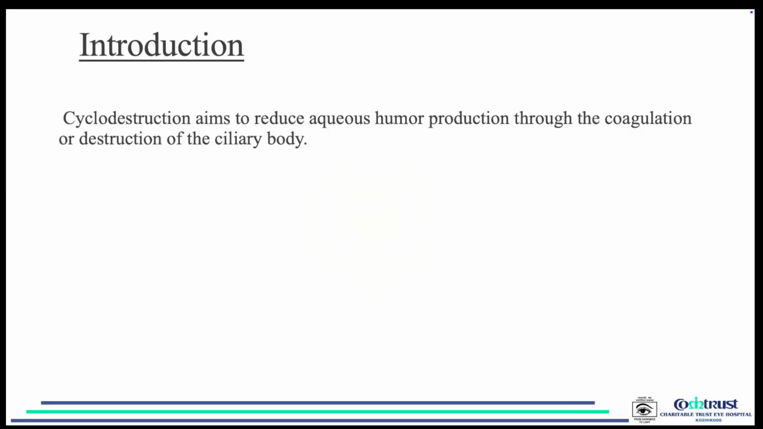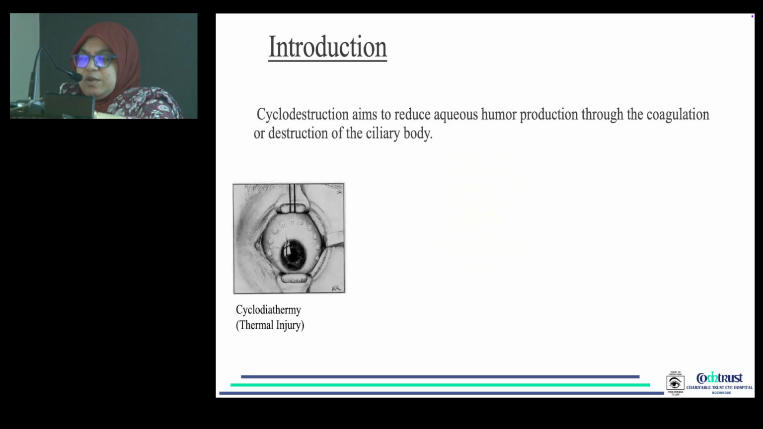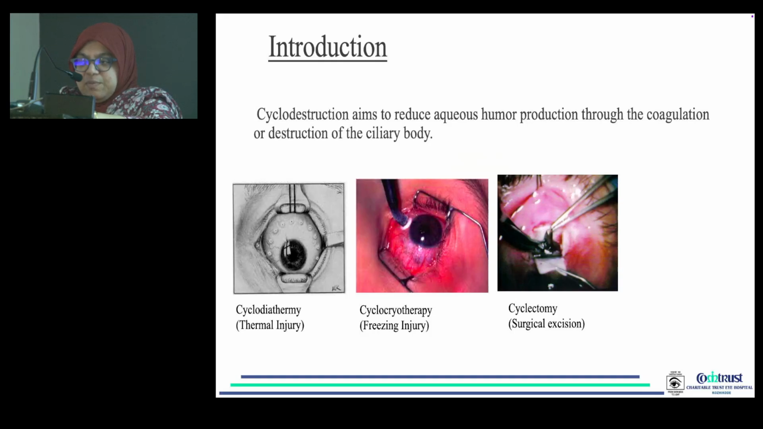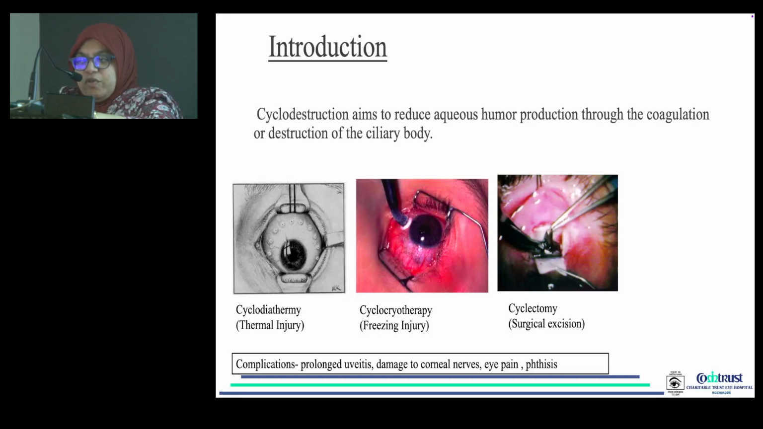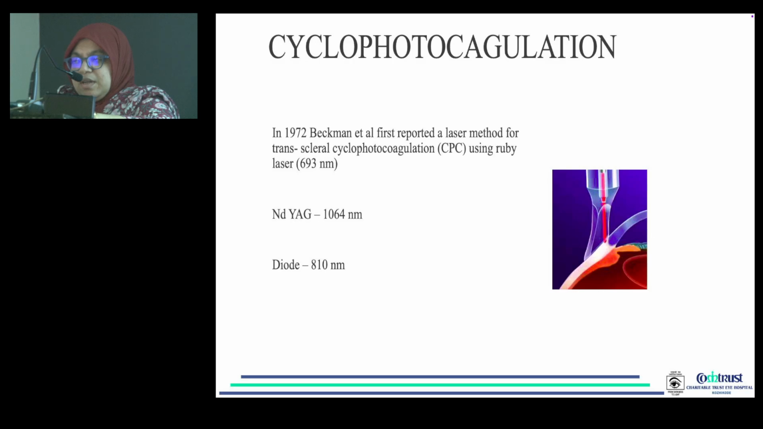Cyclodestruction mainly aims to reduce the aqueous humor production through coagulation or destruction of the ciliary body. There are various ways: cyclodiathermy, cyclocryotherapy, cyclectomy. All these cause prolonged uveitis, damage to the corneal nerves, eye pain, and phthisis, whereas laser cyclophotocoagulation has a targeted approach to the ciliary body. It was first done with ruby laser, followed by ND-YAG, and then later diode.